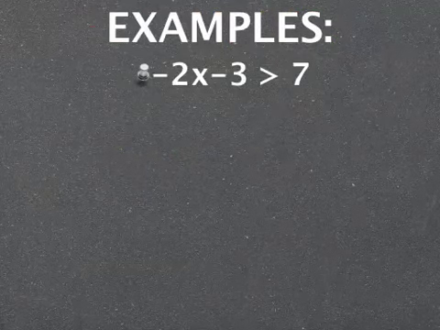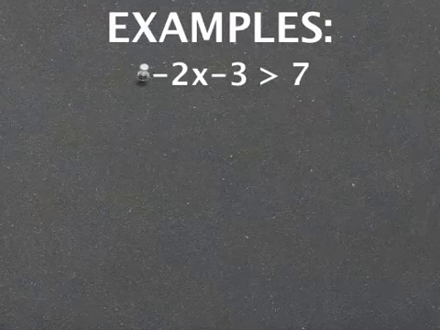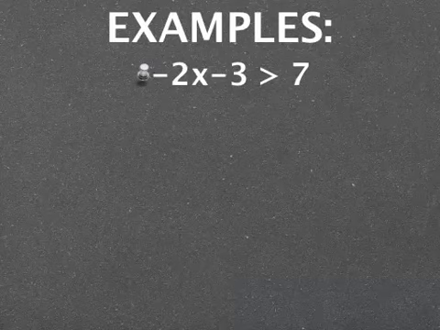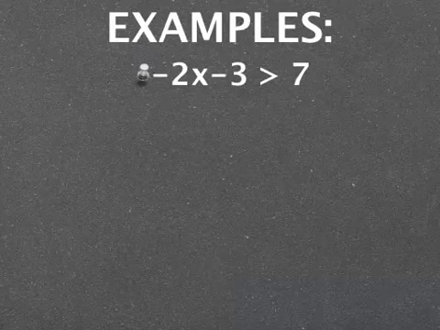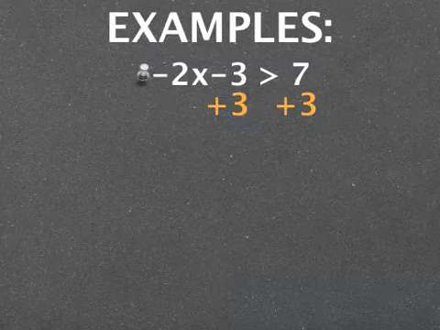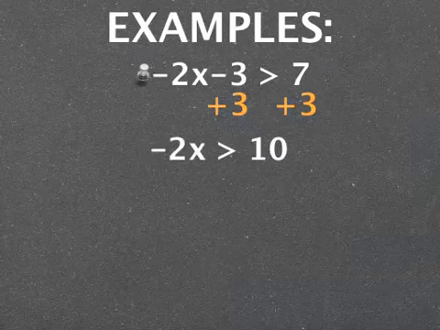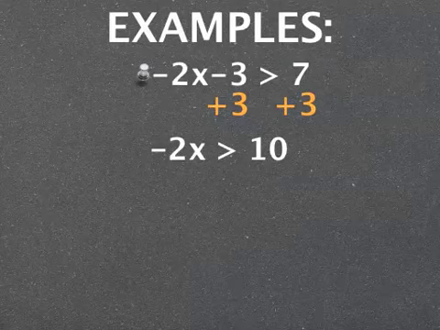Some examples of solving two-step inequalities. The first inequality we're given is negative 2x minus 3 is greater than 7. First, we need to get rid of addition or subtraction on the same side as the variable. If you notice on the left side where x is, we are subtracting 3 from x. The inverse of subtracting 3 is adding 3, and we need to do that to both sides. When we add 3 to both sides, we're left with negative 2x is greater than 10. Make sure you bring the negative down with it.